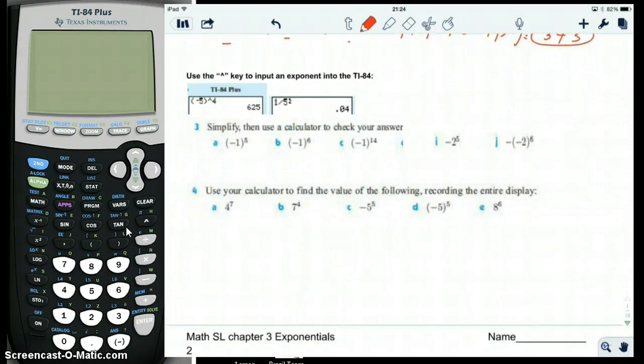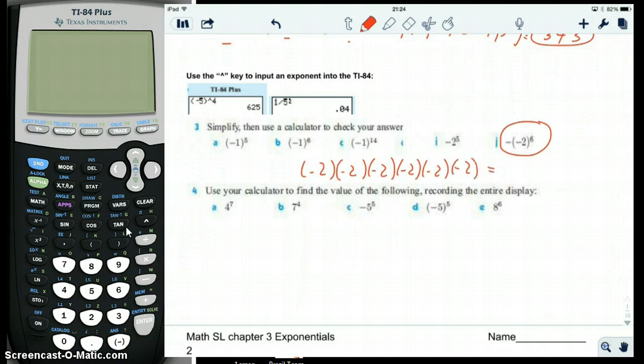Simplify, then use your calculator to check your answer. So let's take the last one here. Negative of negative 2 in parentheses to the 6th. So let's see. That would be negative 2 times negative 2 times negative 2 times negative 2 times negative 2 times negative 2. I'm sure you're going to do this a better way. When you multiply negative 2 times itself 6 times, you get, let's see, 4 times 4 times 4, which is 64.